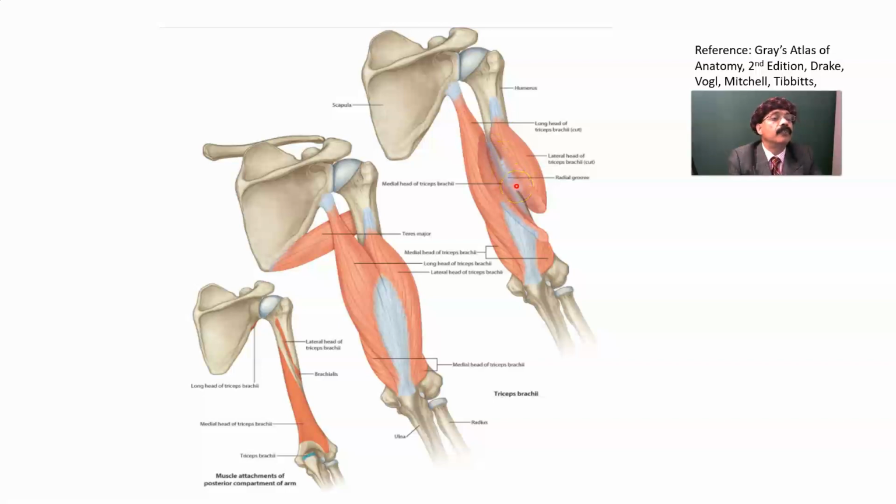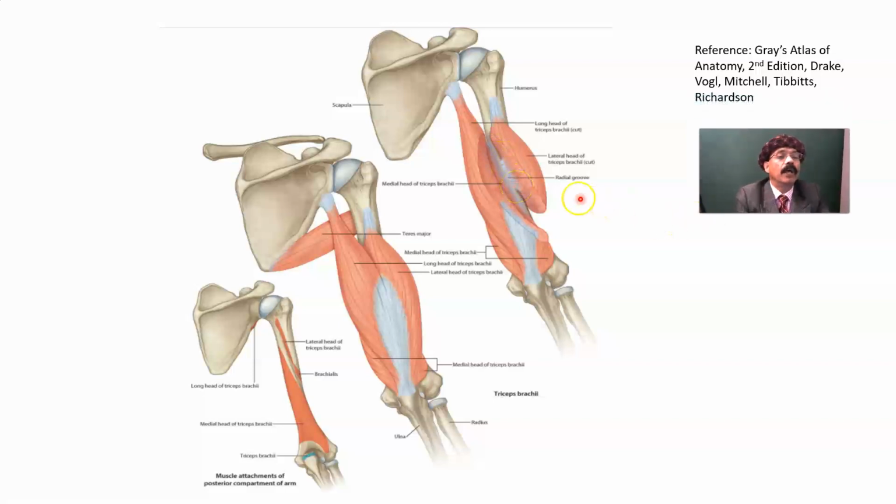The radial groove contains the radial nerve and the arteria profunda brachii, or profunda brachii artery, also called the deep artery of the arm. The triceps muscle inserts to the olecranon process of the ulna, and it is very important clinically. We hit here with a reflex hammer and test the triceps jerk and the integrity of the nerve supply. The radial nerve supplies the triceps brachii muscle.